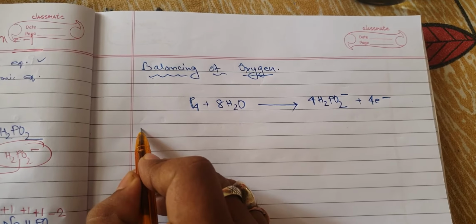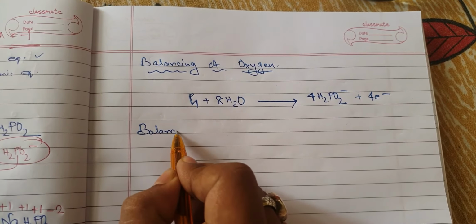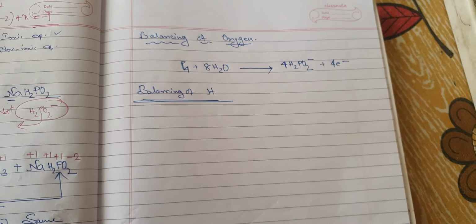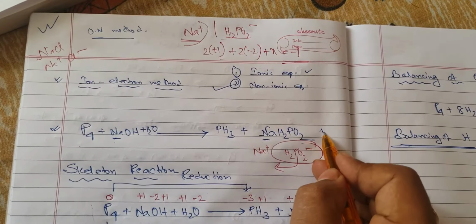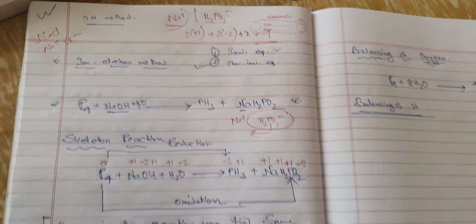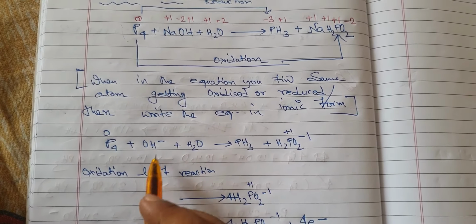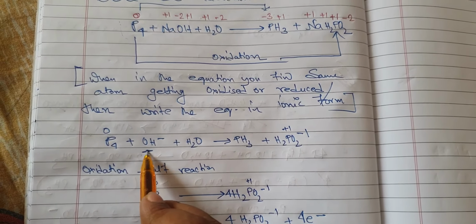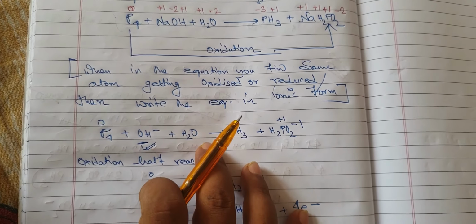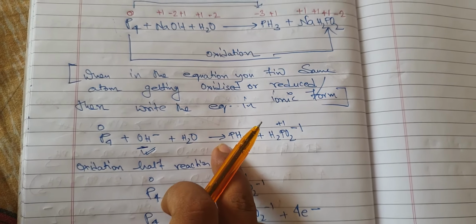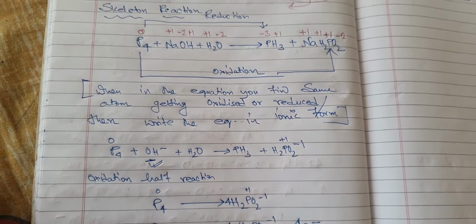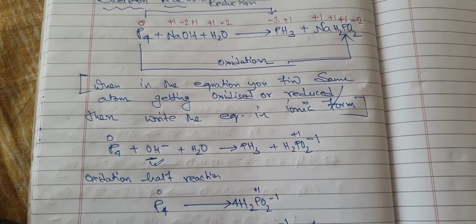So balancing of hydrogen. Now the question arises, in which medium is this equation going on? Can you see it was NaOH, or when you converted it into the ionic reaction it was OH minus here. So by looking at this OH minus, it is occurring in basic medium. If it was H plus, it would be occurring in acidic medium. So it is occurring in basic medium.